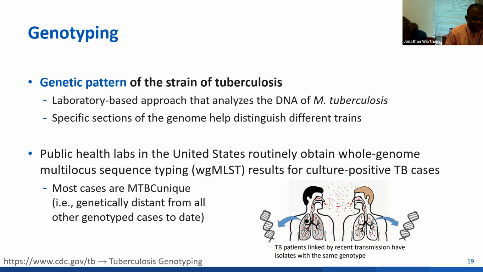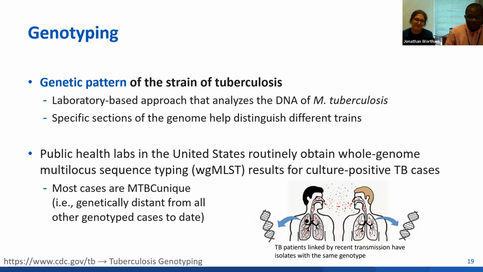And so public health laboratories in the United States routinely obtain whole genome multi-locus sequence typing results for culture-positive cases. And what that means is basically once an isolate from a patient is shipped off to the state health laboratory, those state health laboratories can generally send it to a contract laboratory, and we can get DNA sequencing from all culture confirmed cases, or virtually all culture confirmed cases.